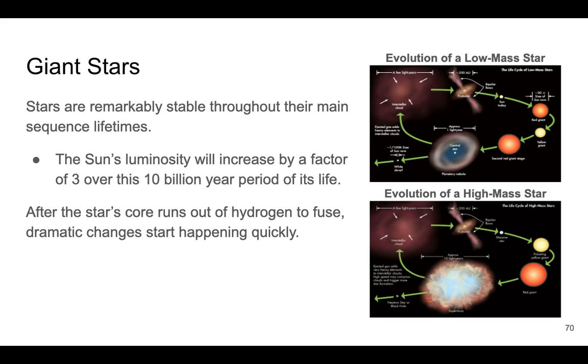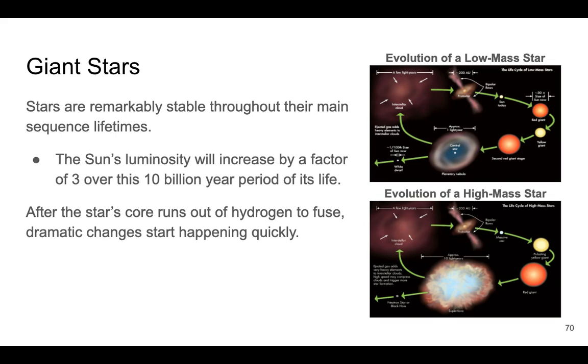Now we're going to talk about what goes on in the star once they're giants. Stars are remarkably stable throughout their main sequence lifetime. The sun has been on the main sequence for about 4.5 billion years, and it'll be that way for about another 4.5 or 5.5 billion years. The sun will have gotten brighter by a factor of 3.